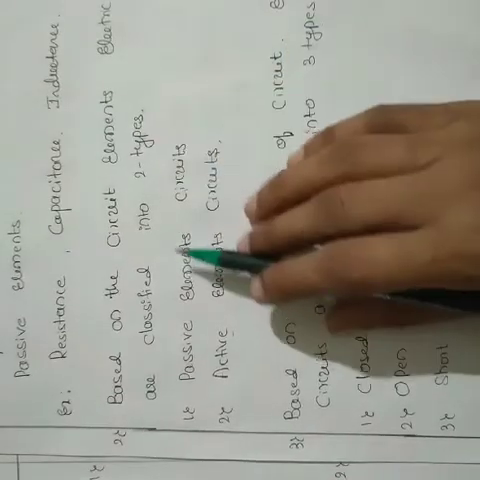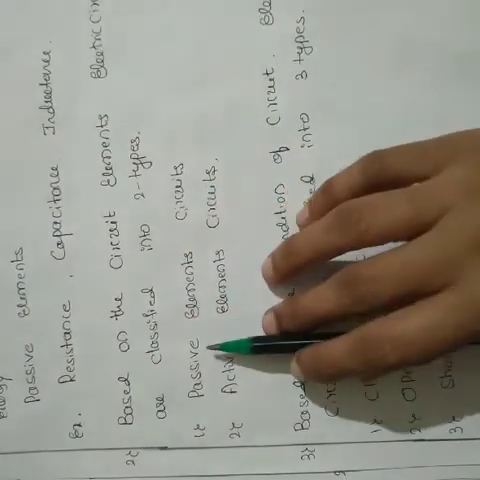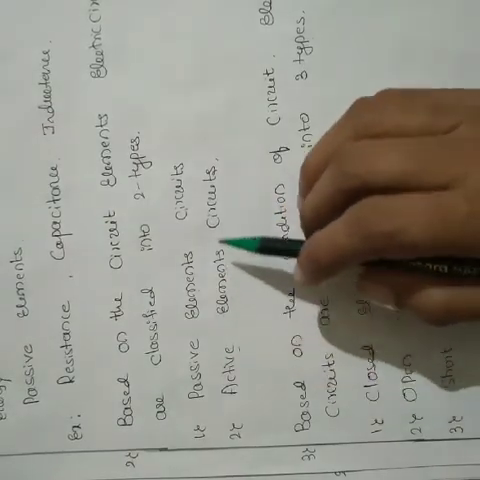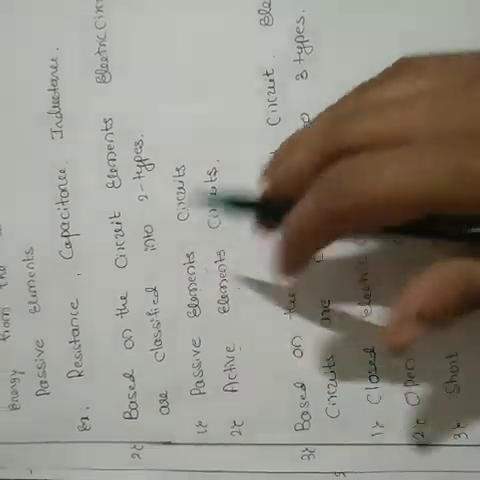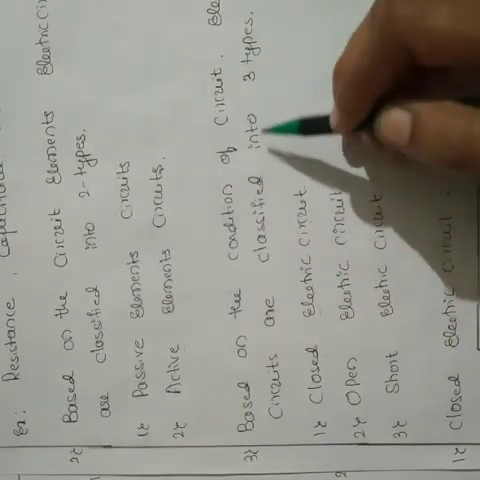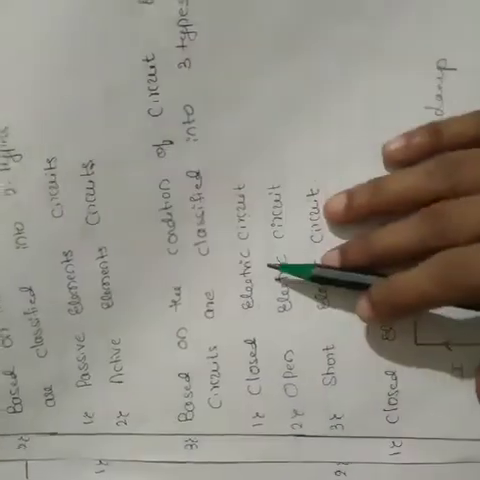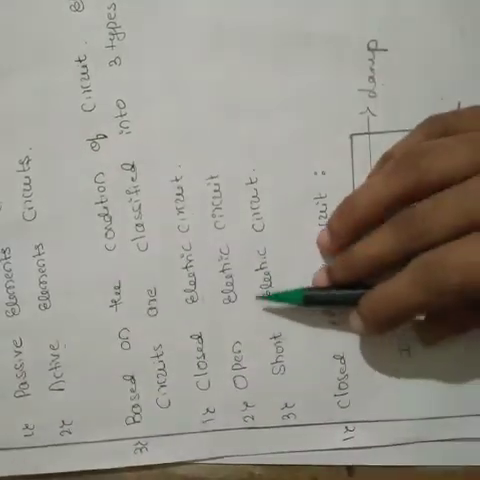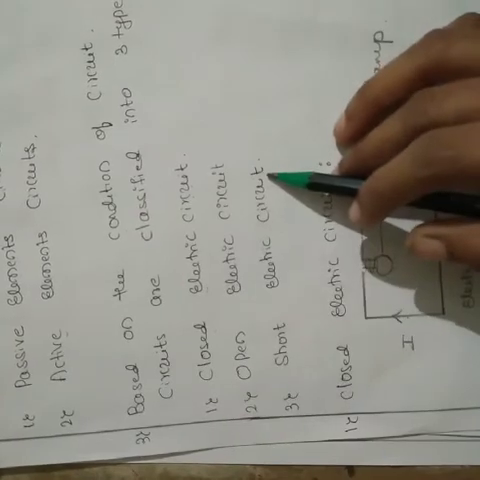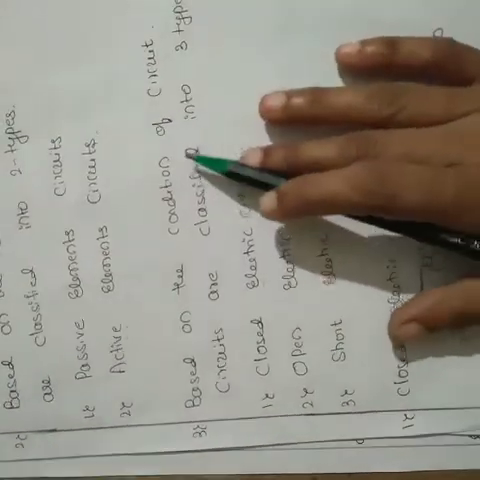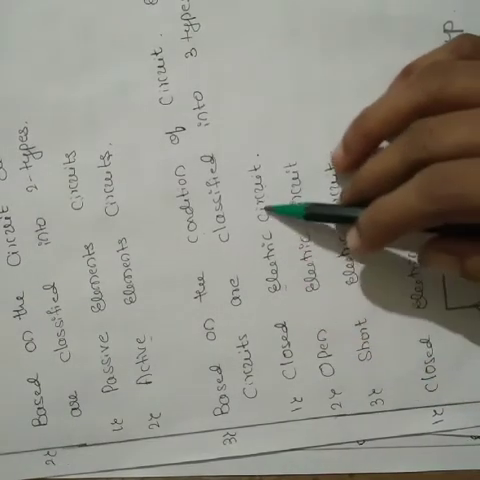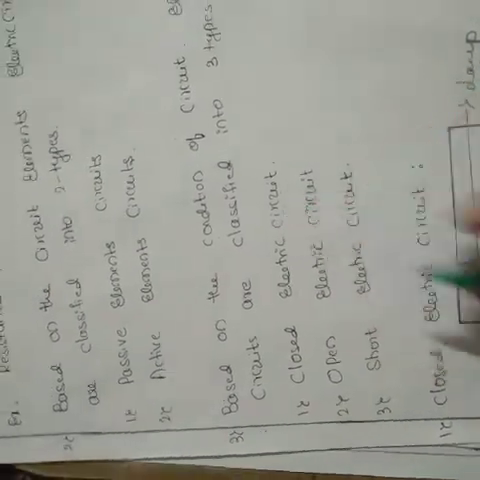Depending on circuit elements, there are two types: passive element circuits and active element circuits. Then, based on the condition of the circuit, electric circuits are classified into three types: closed electric circuits, open electric circuits, and short electric circuits.